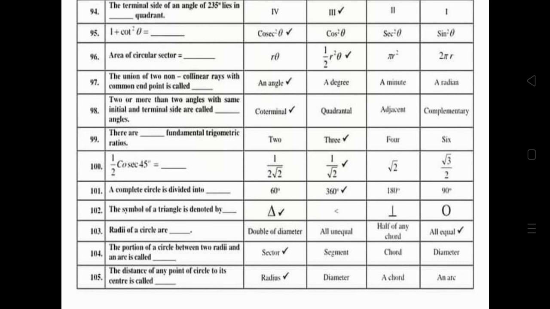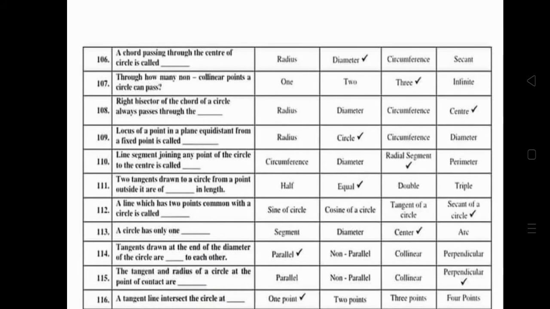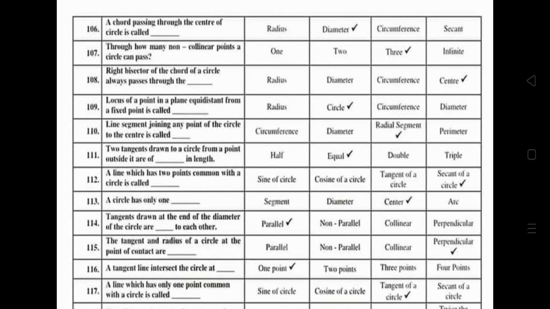Radii of a circle are all equal, double of diameter and unequal half of any chord. The portion of a circle between two radii and an arc is called sector. The distance of any point of circle to its center is called radius. The chord passing through the center of the circle is called diameter. Through how many non-collinear points a circle can pass? 3.